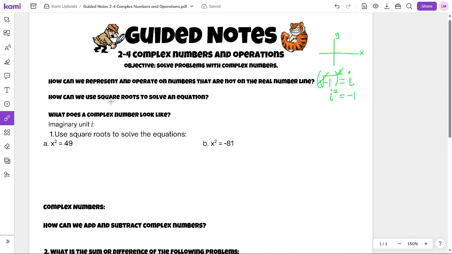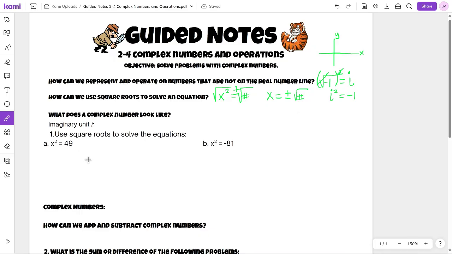All right, so first of all, how can we even use square roots to solve an equation? Well, I know that if I have something like x squared equals a number, I can take the square root of both sides. You did this in Algebra 1. I can take the square root of both sides and put plus or minus in front of it. And so I get two answers: x equals plus or minus the square root of whatever that number is. Maybe you had to break it down, maybe you used a calculator, but I get two answers there.